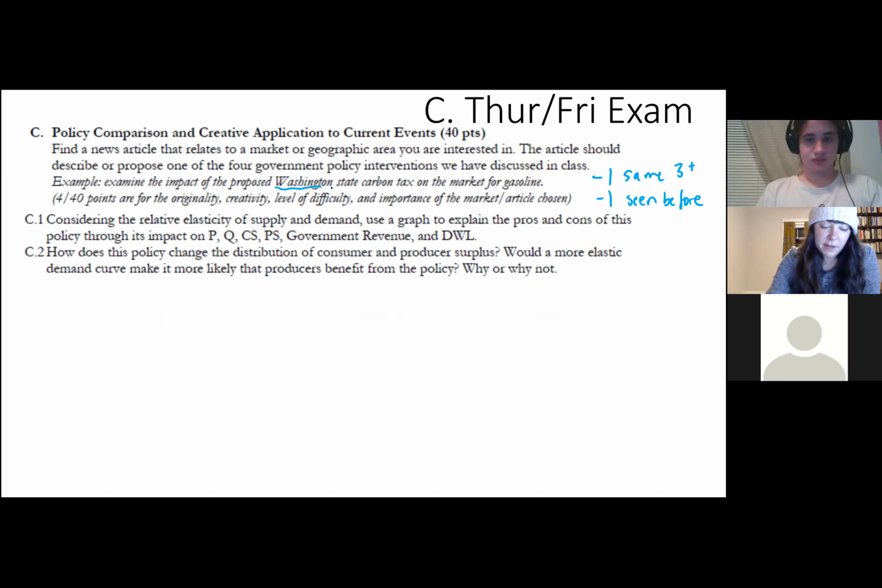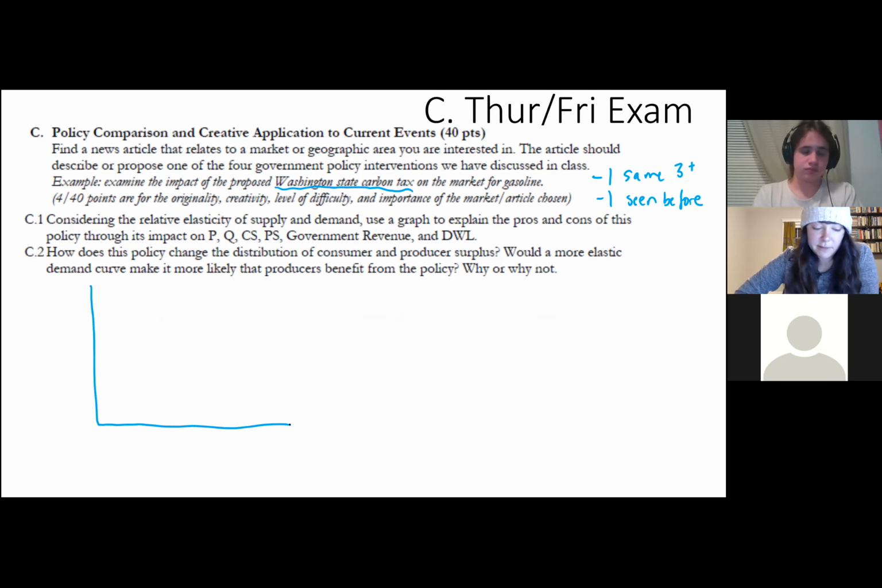So because I'm not feeling incredibly creative, I'll try this Washington State carbon tax in the market for gasoline. So C1 says, considering relative elasticity of supply and demand, use a graph to explain the pros and cons of the policy. This was worth 12 points. So out of 40, that was worth 12. It was 4 for the graph, 1 for showing the initial equilibrium.